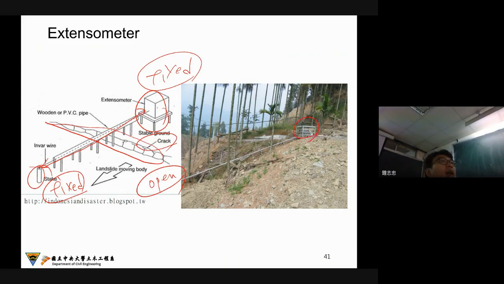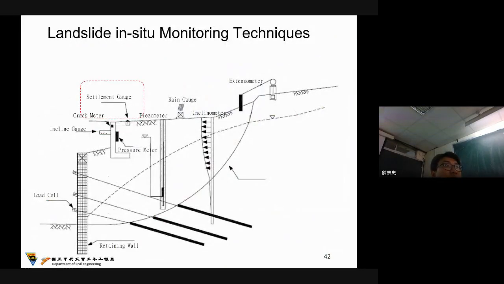So here, this is the encoder, what we call the encoder, to monitor the extension of the cable. And the cable is confined inside of this pipe. Okay, so this is the fixed end, and the other one here is another fixed end. Very simple, but very useful. Okay, very useful for field monitoring. So if you try to monitor the crack in this area, use this extensometer, fixed.